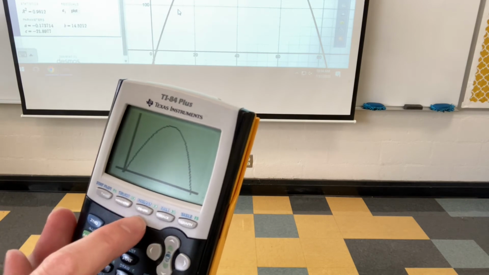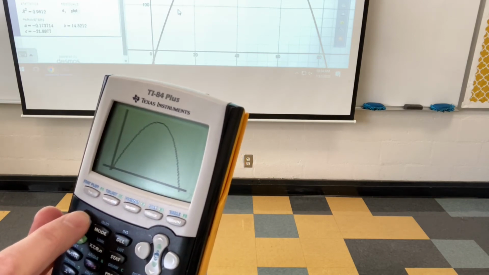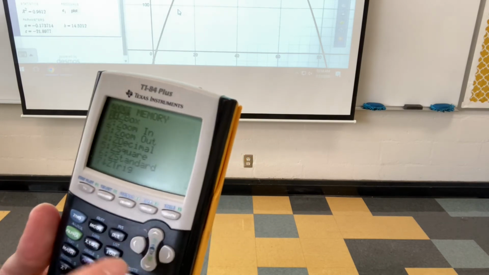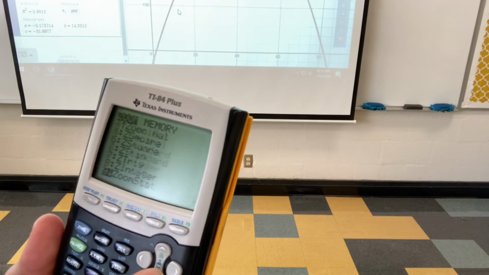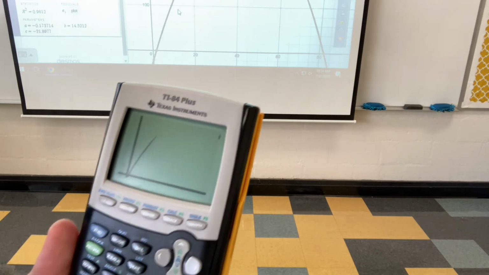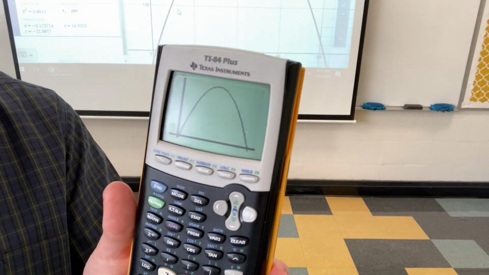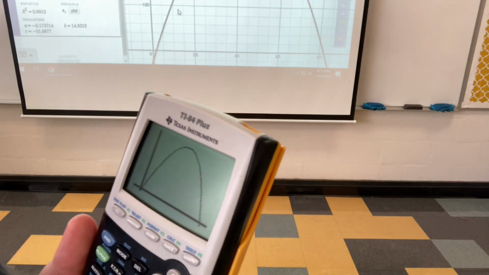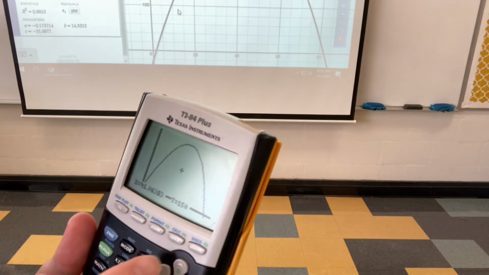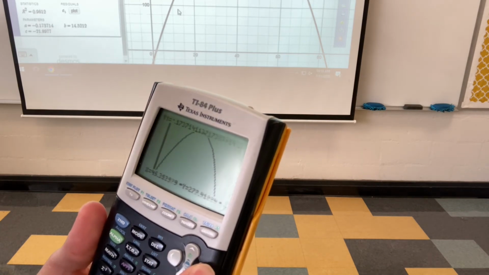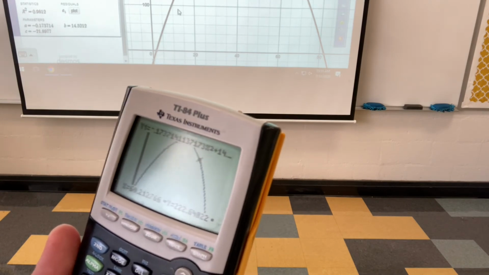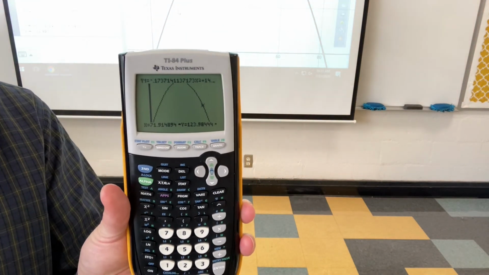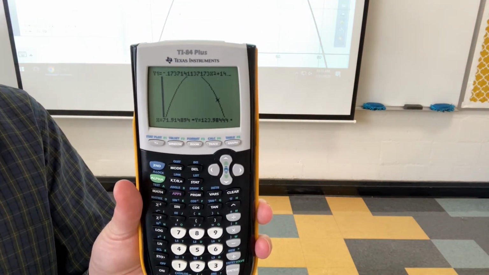Another way to get to this screen is to do second, actually it's just zoom stat, and it'll use those numbers we put in the table to show us a good graph of this. All right, so we can use that function to do a number of different things. We can trace. So if you hit trace, you can go along this function and again look at various values either inside the data or outside the data, as we've seen before. So that's how you use your TI calculator to do some similar things to what you see in Desmos.